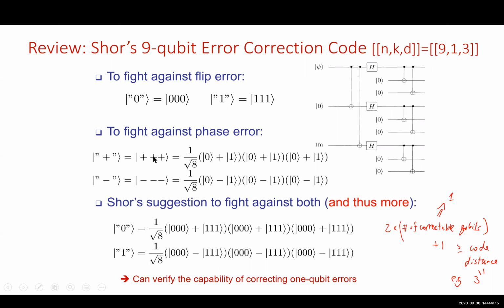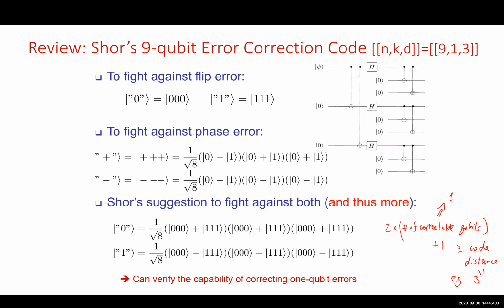And because it's also using the advantage of the phase flip code, it can also be used to detect the phase errors. Because for example, if there's a phase flip here, then this will turn this to a minus sign. So minus sign is effectively an encoded minus. So you can actually check the phase to see if it's here. So that's the idea of Shor's error correction code. And I mentioned that it can correct 1-qubit errors. So we're going to talk about how we can see this.